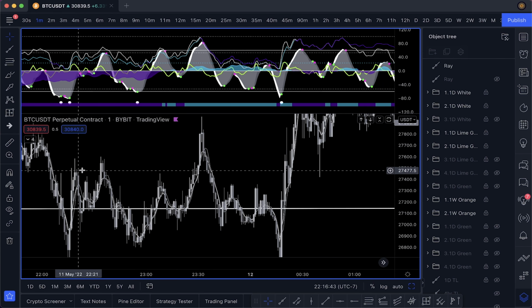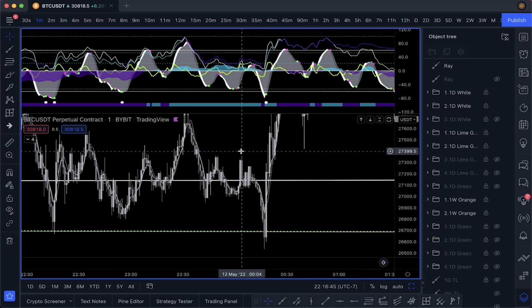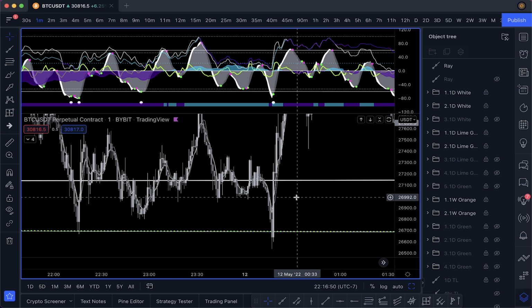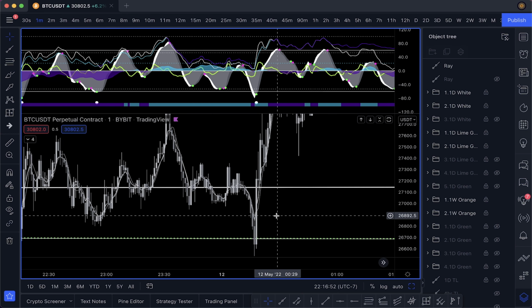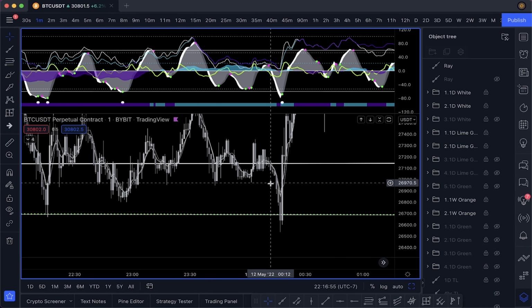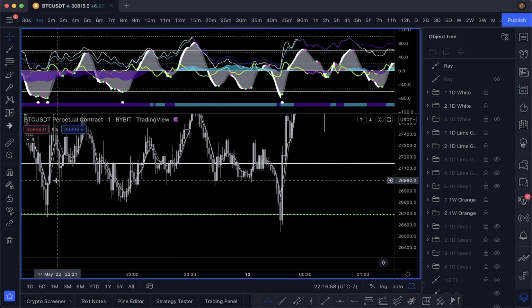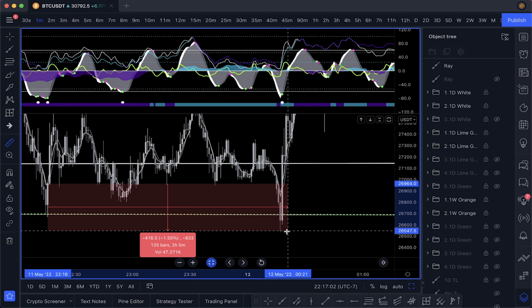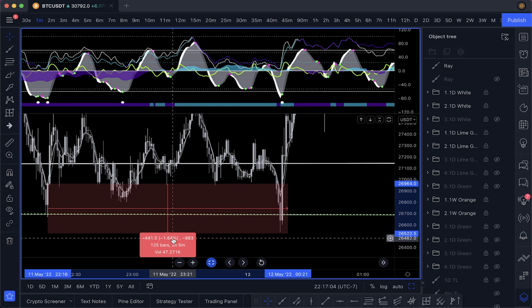All right, so we hit our take profit 1, took 30% out, and then came back down. And here we would have got stopped out because it came down 1.64, stop loss 1.5%. So play around with the stop loss, guys.